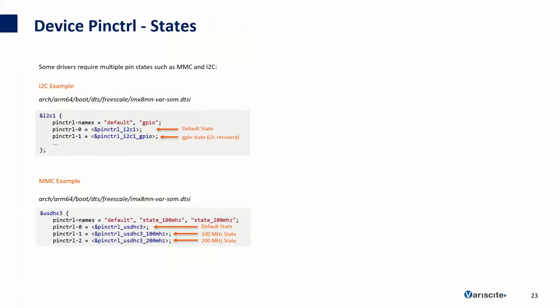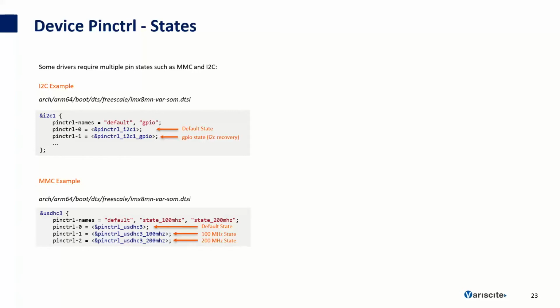As I mentioned, with the pin control names, it's possible to have multiple pin control states. So just to demonstrate this further, I have two other examples here. One is an I2C example and one is an MMC example. We can see for the I2C example that pin control names now has two states. There's a default state, which configures the pins for the normal I2C mode, and then there's a GPIO state, which configures the pins as GPIO. And the GPIO state basically allows the I2C driver to recover from any kind of I2C bus contention.